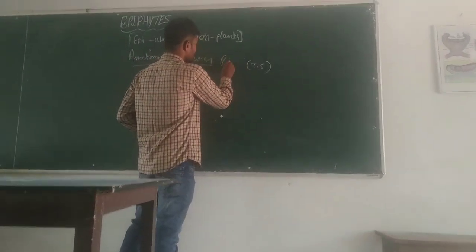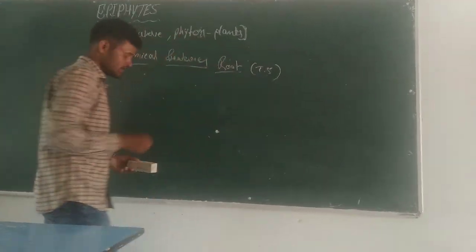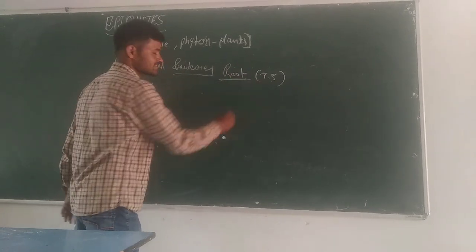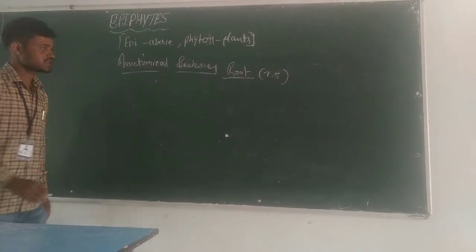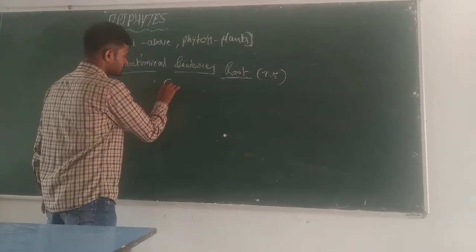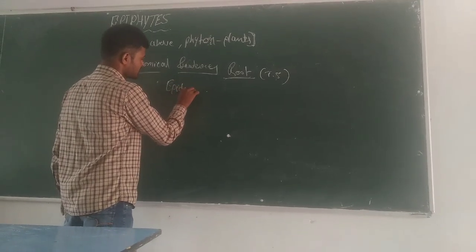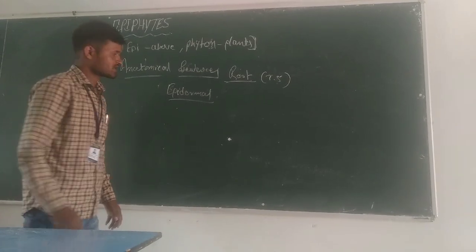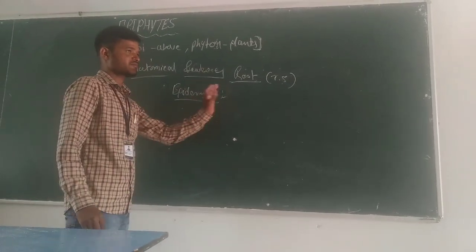Okay, the TS of root in epiphytes. Yes, you already know about the epiphytic stem. These are green in color, photosynthetic in nature, with outer epidermal cells. These epidermal cells are single layered, single layered parenchymatous cells.